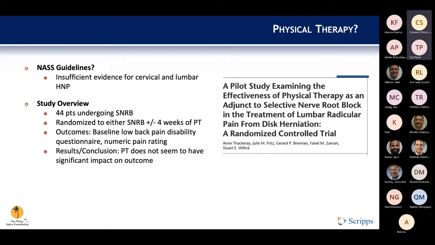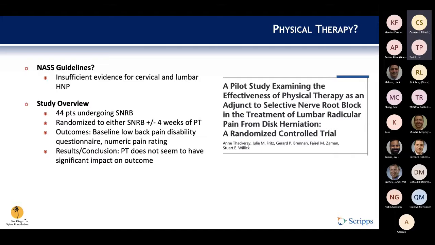So what are the NASS guidelines? They note insufficient evidence for cervical and lumbar herniated nucleus pulposus. Here's a study looking at physical therapy. They found insufficient evidence from their perspective.